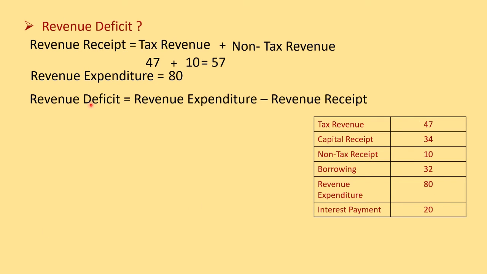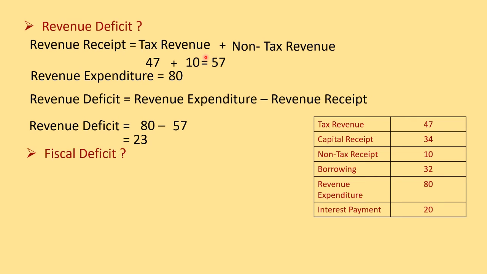Now put the formula. What is the formula to calculate revenue deficit? Excess of expenditure over receipt. Revenue expenditure is given, that is 80. Revenue receipt we have calculated, 57. So the answer is 23 crore.